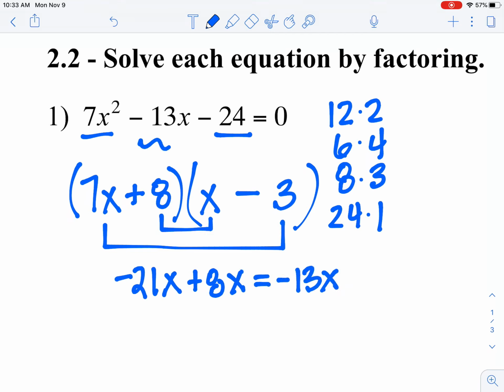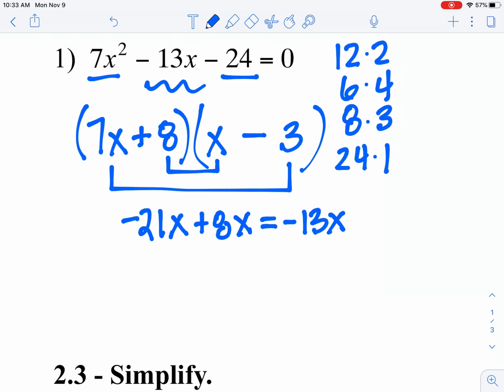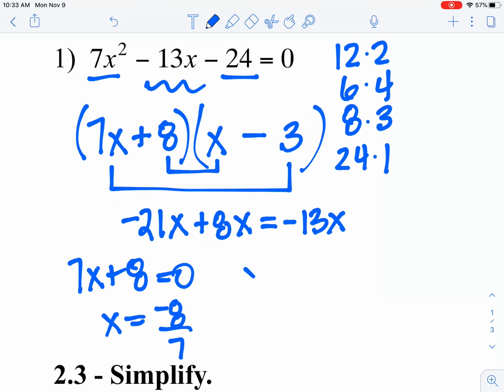That worked. Okay, now I could kind of anticipate that it was going to work, but if you can't, just plug in 12 and 2. That won't work. 6 and 4. That won't work, so then you'd get to 8 and 3. Now to solve, we set these equal to 0. 7x plus 8 equals 0. So if we subtract 8 and divide by 7, x is negative 8 over 7. And then x minus 3 equals 0. When we add the 3, x is positive 3.